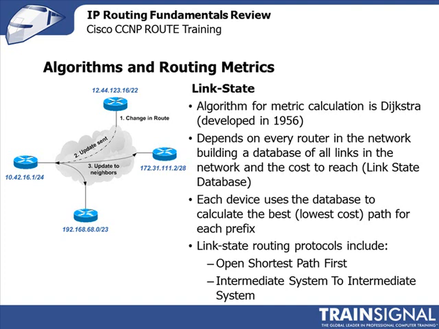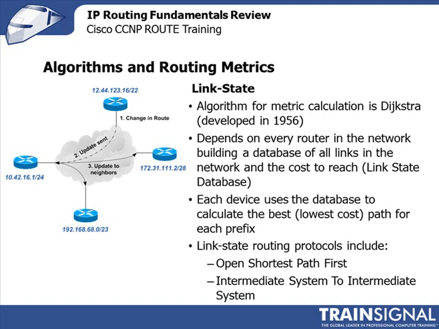Based on that database, each one of those devices, having an identical copy of it and using itself as a reference point, then calculates the best path to a particular destination. Much more routing intensive, a lot more CPU intensive, but much more accurate. Formal neighbor relationships and some things we'll talk about later in upcoming lessons. But link state routing protocols essentially are two. There's open shortest path first, OSPF, and then intermediate system to intermediate system, ISIS.